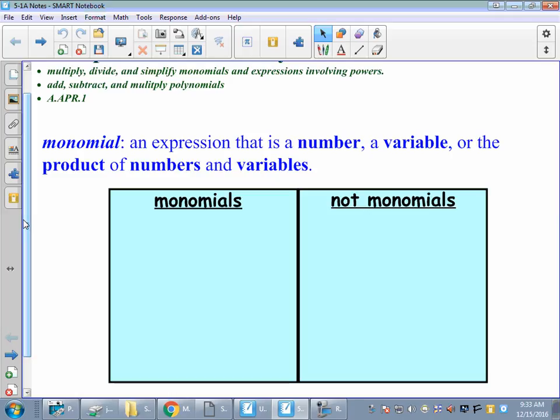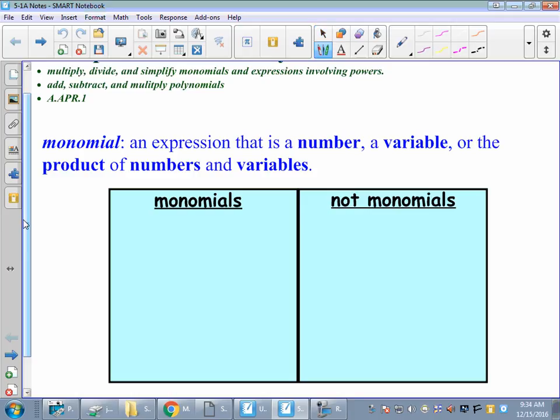So a monomial, mono means one, so it's an expression that's a number, a variable, or a product of numbers and variables, and so it's one term. Another way we call monomials is a term. So I'm just going to give you some examples and some non-examples to help you understand that.